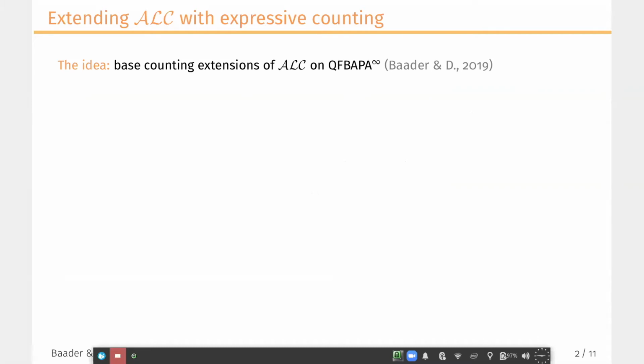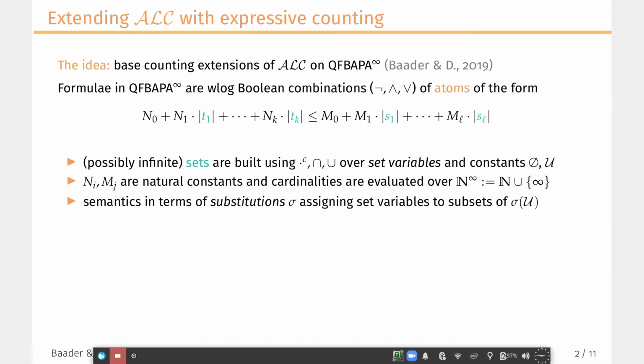The extensions that we will investigate in this talk are quite recent. In particular, we will have a look at an infinite variant of what's called QF-BAPA, which stands for the quantifier-free Boolean algebra with Presburger arithmetic. And for this mouthful, what we mean is actually just a Boolean combination of comparisons between positive linear combinations of set cardinalities. How do we evaluate cardinalities? Well, we add an infinity, which stands for all sorts of infinite cardinals. So we collapse them and we just say they are infinite.